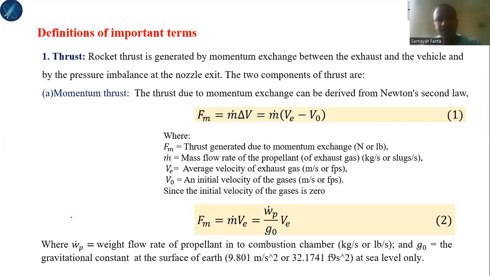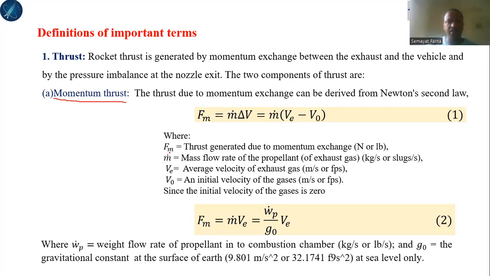Now let's come to the basic definitions and terms which are very important in our rocket design. The first term is thrust. Thrust is one of the important parts of rocket propulsion. Rocket thrust is generated by exchange of momentum between the exhaust and the vehicle, and by pressure imbalance at the nozzle exit. From that definition, we have two components of thrust. One is the momentum thrust, which is m delta v, and another is the pressure thrust. We'll see pressure thrust next. So this is the momentum thrust.